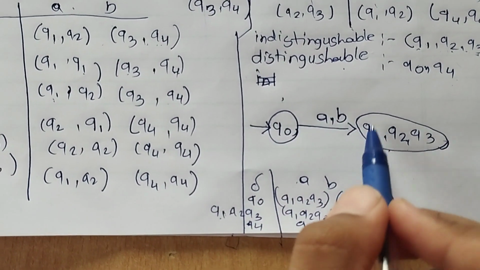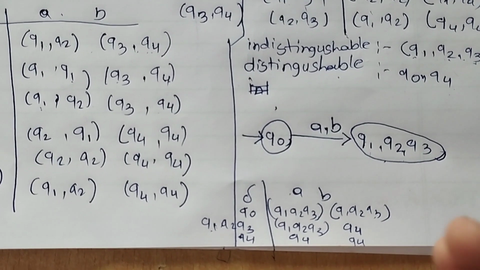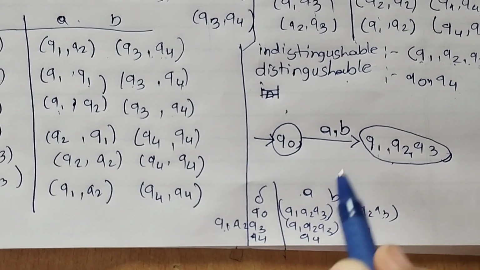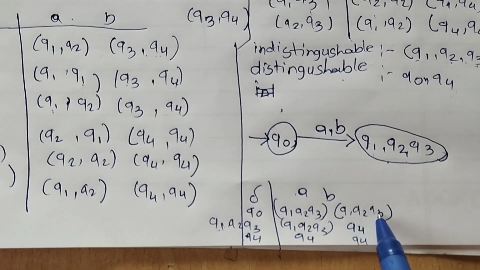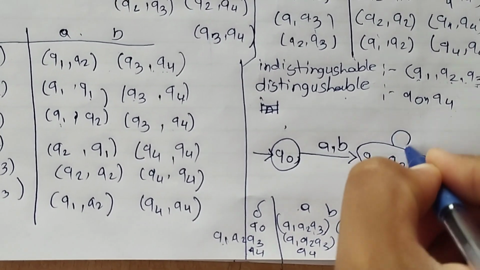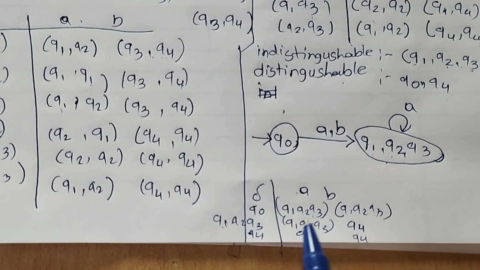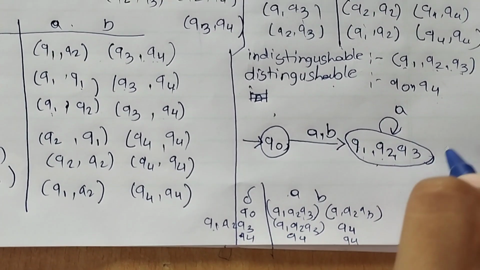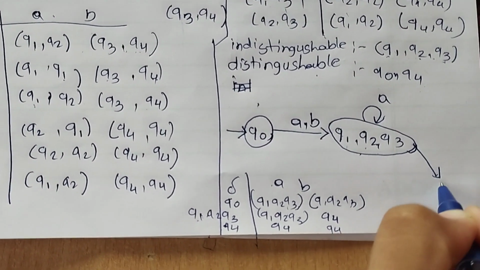So from this we draw this DFA. Q0 reads A and B in Q1, Q2, Q3. Q1, Q2, Q3 reads A in Q1, Q2, Q3 itself. B reads in Q4. A and B read in Q4. So let's suppose here is the Q4.